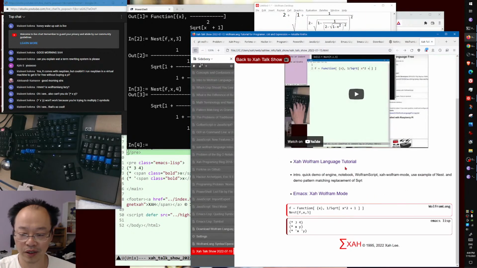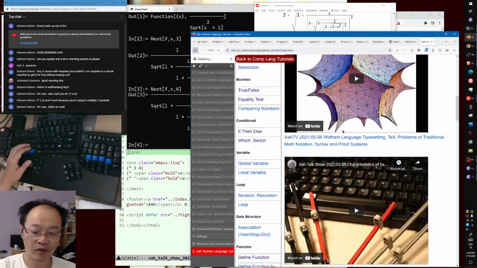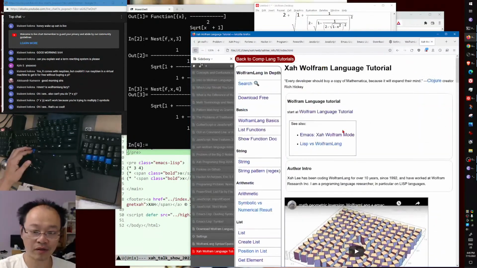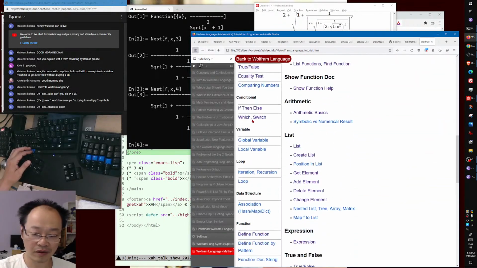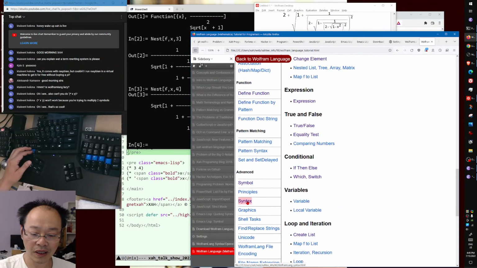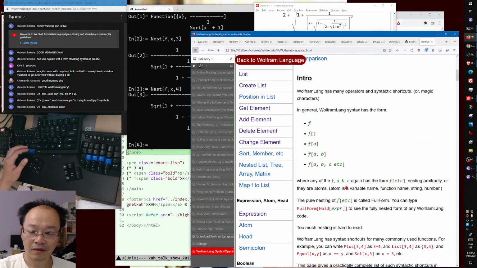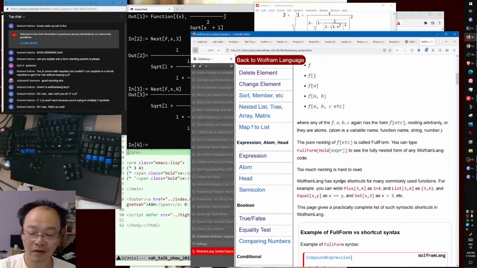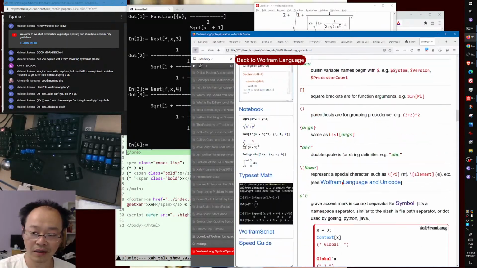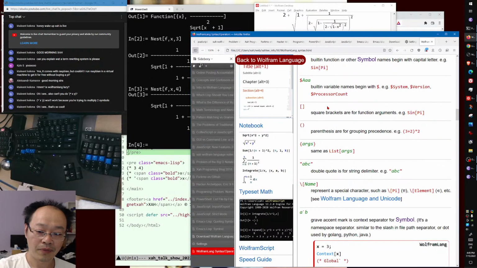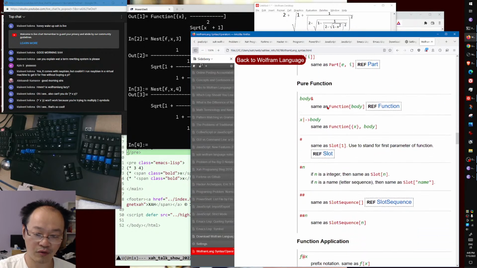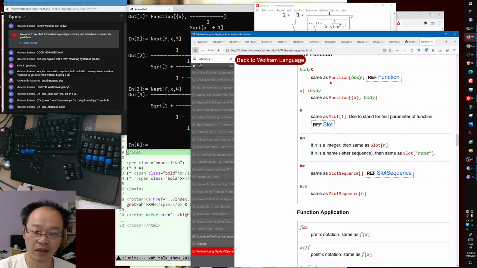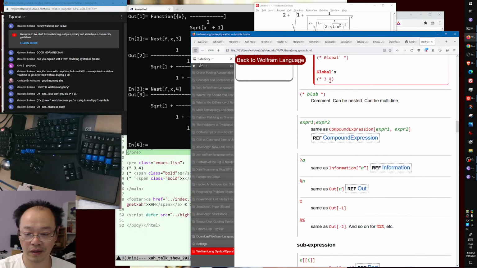So let me show you, where is it. Wolfram language tutorial, go to my tutorial, Wolfram language basics, then you go down to the syntax. There's a full video on that. You can see here a list of essentially all possible syntax shortcuts used in Wolfram language and how they correspond to full form. Let me show you an example.